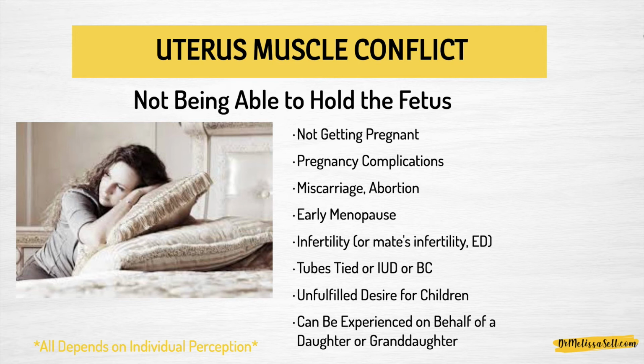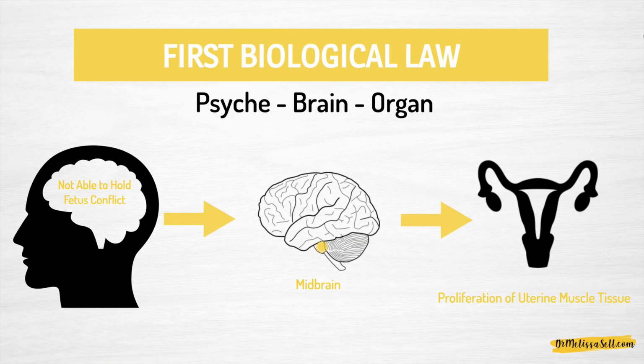Again, it's very unique. The character of the exact conflict, you can see how it will be experienced a little bit differently, about not being able to hold or grip. Some type of muscular activity is involved in this conflict. So let's look at the first biological law. So you have the not able to hold on to the fetus conflict.